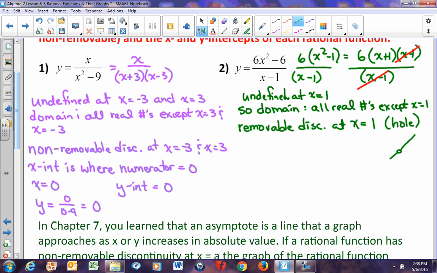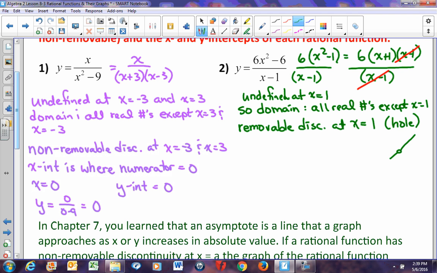Okay? So now we need to find the x-intercept and the y-intercept. The x-intercept is when the numerator equals 0. Okay? So if I look at this, my x-intercept occurs when my numerator is 0. And I'm going back to my original equation. How do I get my numerator to be 0?